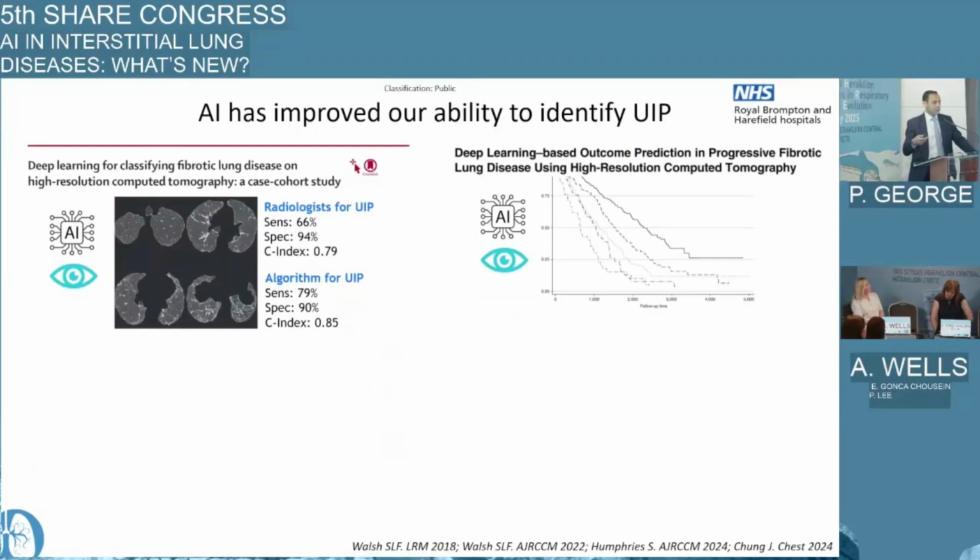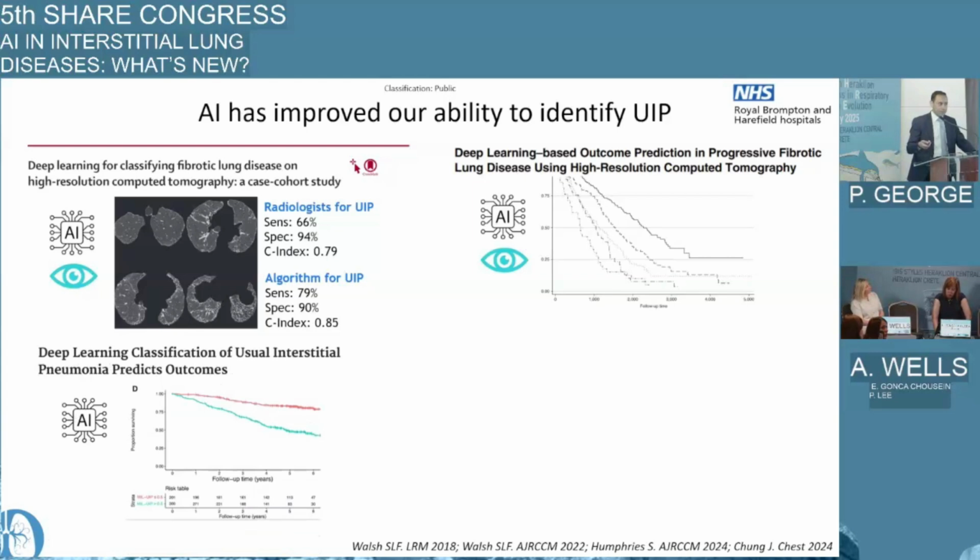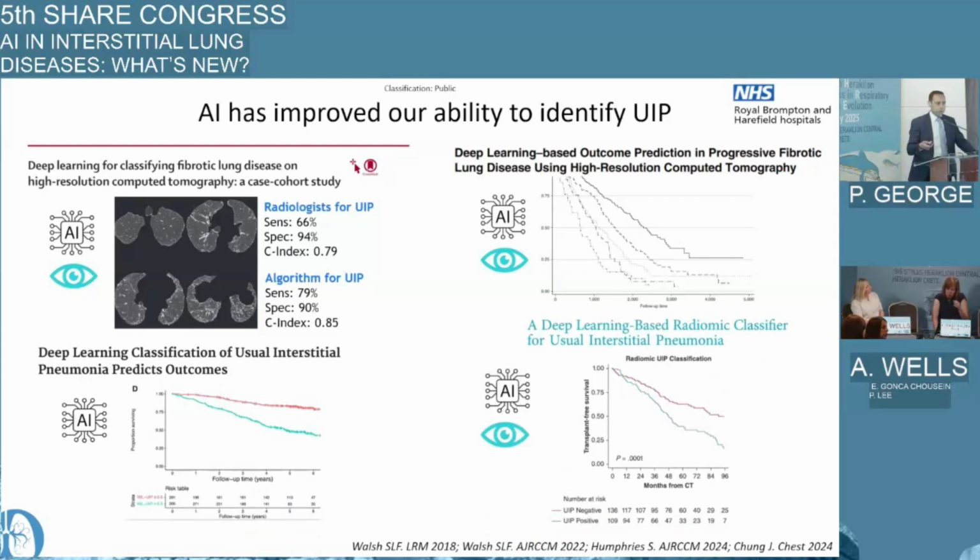So we don't consider AI to necessarily be there to replace the radiologist. Rather, it is probably to enhance our ability to identify the patterns that we know are important. More recently, excellent work from Steve Humphries and from Jonathan Chung showing that, once again, these algorithms, whether they are DTA-based, InBio-based, or SOPHIA-based, are able to identify UIP with a good degree of sensitivity, and that is able to identify patients at high risk of poor outcomes. So we're pretty good now at UIP classification, and we've improved upon it certainly with our tools.